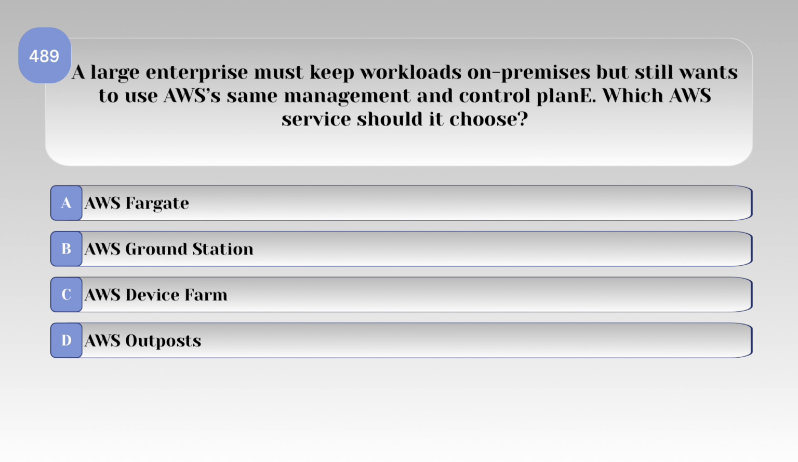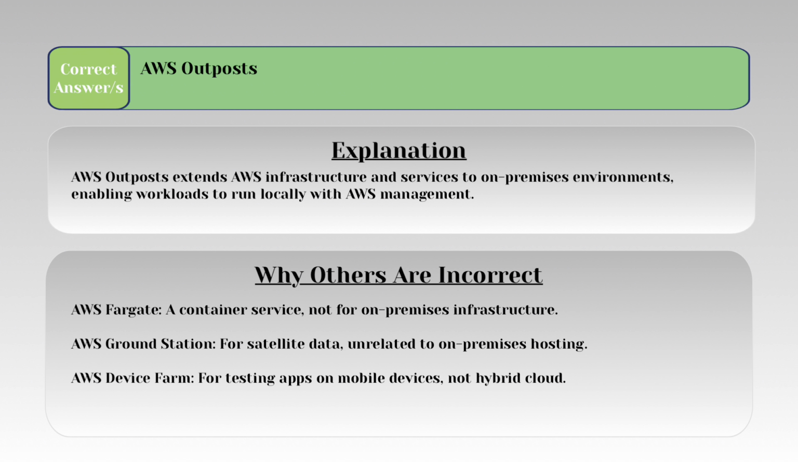Correct answer, AWS Outposts. Explanation: AWS Outposts extends AWS infrastructure and services to on-premises environments, enabling workloads to run locally with AWS management. Why others are incorrect: AWS Fargate, a container service, not for on-premises infrastructure. AWS Ground Station, for satellite data, unrelated to on-premises hosting. AWS Device Farm, for testing apps on mobile devices, not hybrid cloud.